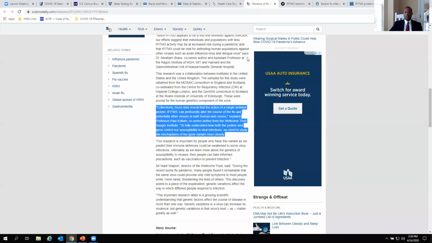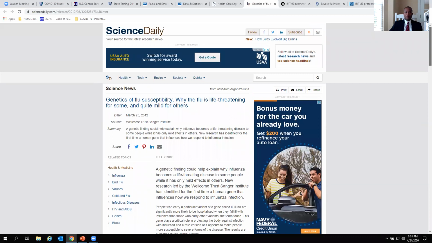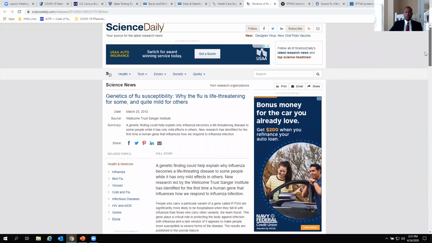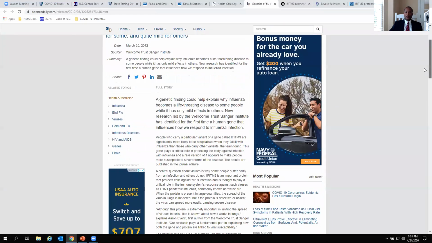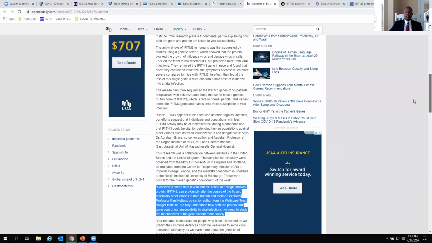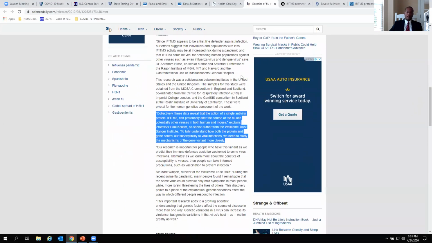And so I started to research genetics with the flu, and I found some enlightening information. This is from an article on genetics and flu susceptibility, why the flu is life-threatening for some and quite mild for others. Again, we heard about the various conditions, the symptoms of COVID, how it can be mild in some and fatal in others. And here's just an excerpt.